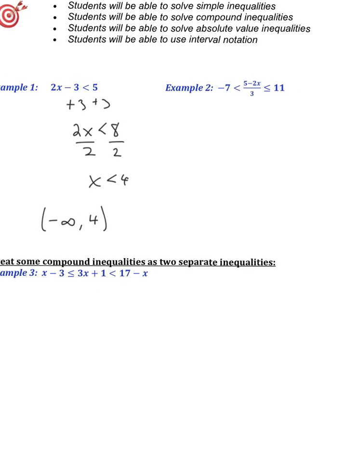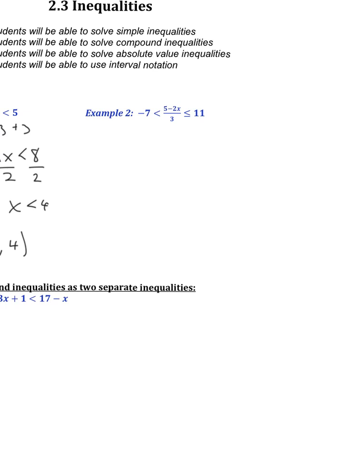All right, example 2 is involving a compound inequality. I'm going to show this 2 separate ways. Number 1, you can solve it like you would a regular equation. Just remember that whatever you do to the middle, you have to do to the left and you have to do to the right. So, for example, I am going to multiply by 3 to get rid of the 3, but that means I have to multiply this by 3, and I have to multiply the negative 7 by 3. Giving me a negative 21 is less than 5 minus 2x, which is less than or equal to 33.